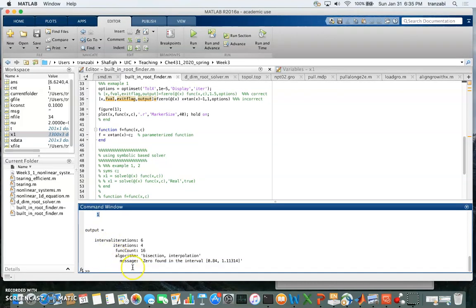Okay, some other outputs. It says it's using bisection with some interpolation, so it's a combination of bisection and interpolation. It has gone through six interval iterations, four iterations, and 16 function evaluations. Now these are not so important, but I'm just pointing out what each means. And at the end, it says zero found, so that's what exit flag 1 means. The zero was found within this interval, and that is it. So that was fzero.